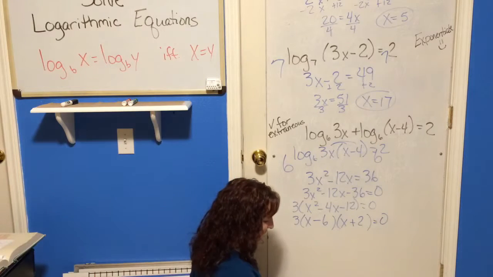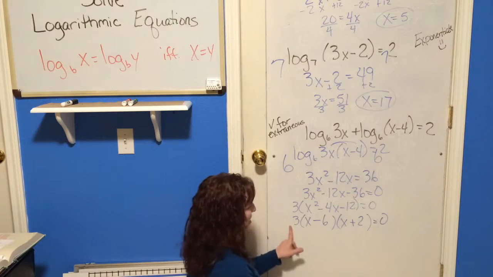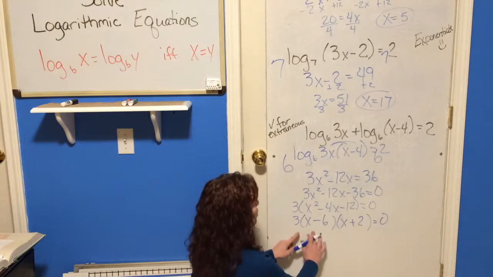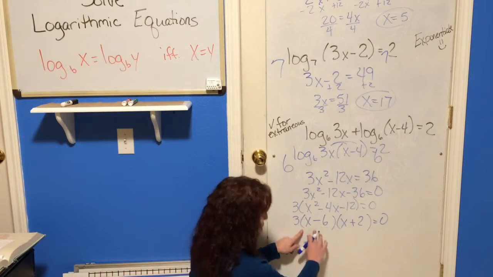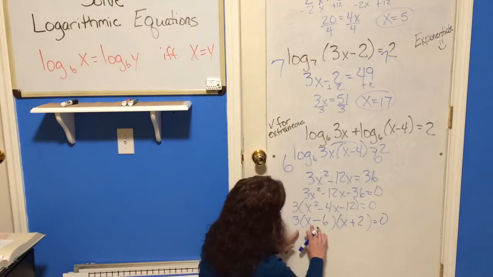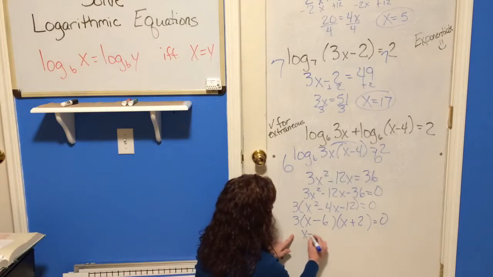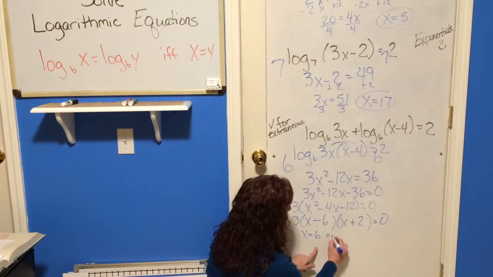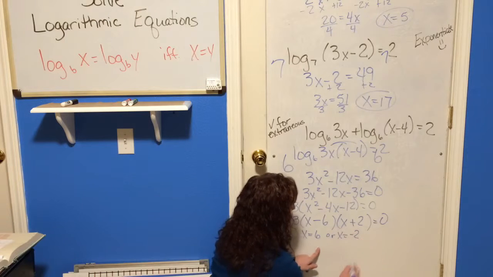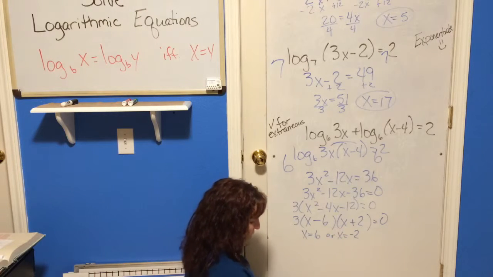And now when we're solving, obviously 3 can't be equal to 0. So we're going to solve for x here. So x equals positive 6 or x equals negative 2. Those are my two solutions here when I solve.